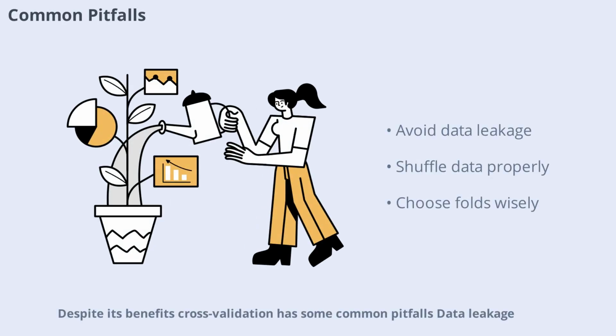Despite its benefits, cross-validation has some common pitfalls. Data leakage, where information from the test set leaks into the training process, can lead to overly optimistic results. Not shuffling data properly or using inappropriate folds can also skew your evaluation. Being aware of these issues helps you avoid mistakes and ensures your results are trustworthy.